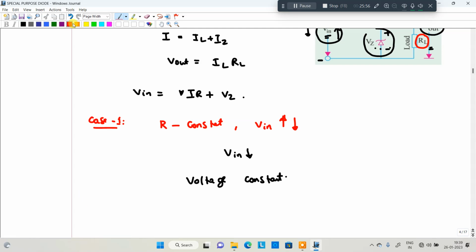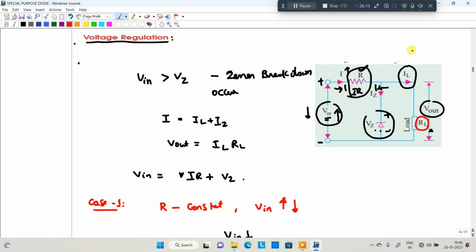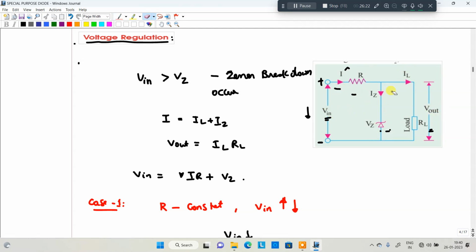Case 2. In case 2, V in is fixed, that is, the input voltage is constant, but IL is changed, the load current will be changed. How do we change the load current? By changing the load resistance. So see here, whenever you change the load current, what will happen, we will discuss now. I need to erase these things. So just focus here, otherwise I will copy this particular circuit.